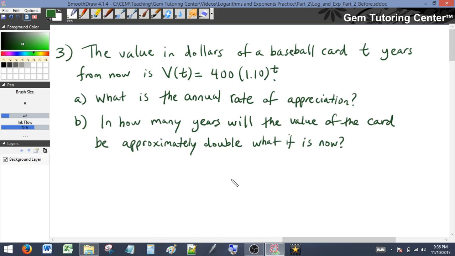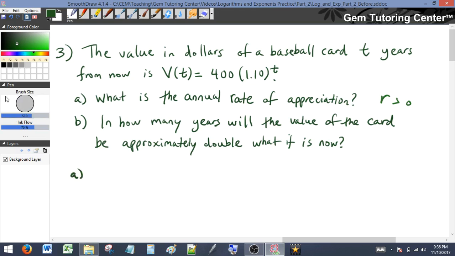The first thing we need to do is find the annual rate of appreciation. That means the annual rate of change that is an increase. In other words, r is greater than 0. That's what they're telling us here. r is greater than 0. So let's solve for the annual rate of appreciation.